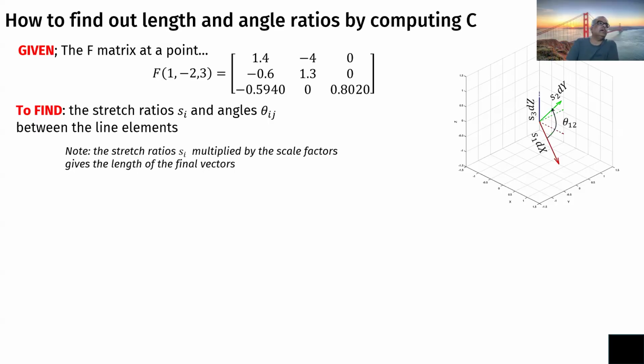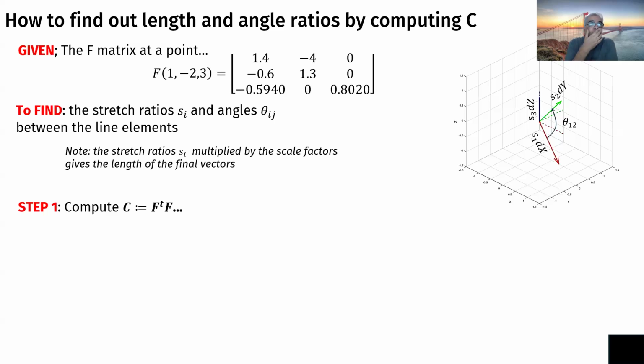Okay. What we mean is that the stretch ratios multiplied by the scale factors will give you the final length. Can you see? S1 dx is the final length of the red arrow. S2 dy will give you the final length of the green arrow, and S3 dz will give you the final length of the blue arrow. S1, S2, S3 are the stretch ratios that we have to compute. And then theta 12 will tell you the angle between the arrows, theta 12, theta 13, theta 23. You can read off from the subscript. Okay, so how do we find it?